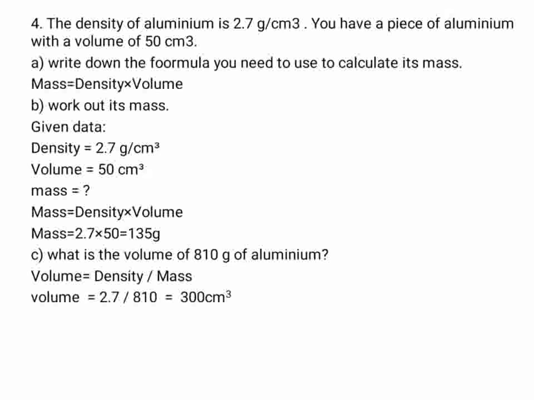The density of aluminium is 2.7 grams per centimeter cube, and you have a piece of aluminium with a volume of 50 centimeter cube. So we have density and volume, and what formula do we need here to calculate the mass? Density is equal to mass over volume. If you rearrange the formula, mass is equal to density times volume. You just put in the values and multiply, and you will get the answer.